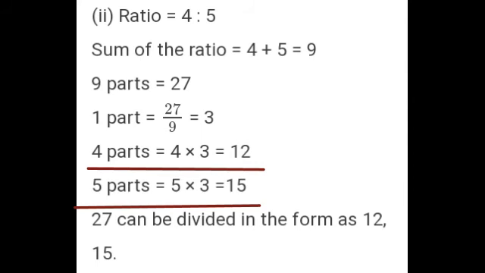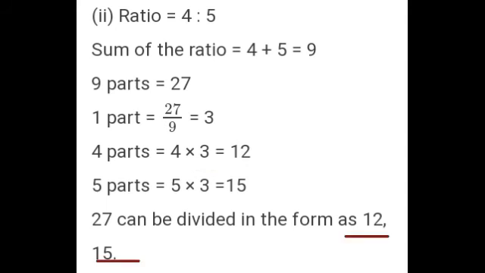My dear students, we have totally 9 parts. 9 parts total value is 27. So we need to find out for 4 parts and 5 parts. For that we need to calculate 1 part. We already calculated 27 by 9 is equal to 3. So we multiplied for 4 parts and 5 parts. 4 3s are 12 and 5 3s are 15. Now 27 can be divided in the form of 12, 15. Yes, my dear students, shall we move to question number 7?